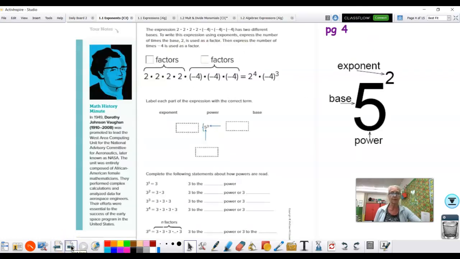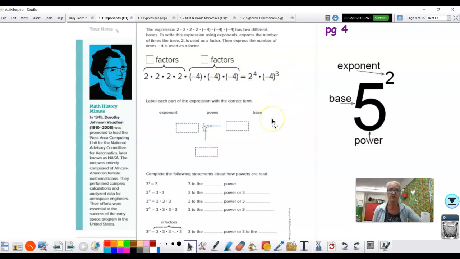Now we're on page 4. Here they want to show you that you can have 2 different bases in an expression. So we can have a base of 2 and a base of -4. There are 4 2's, so the exponent is a 4. And there are 3 -4's, so the exponent is a 3.